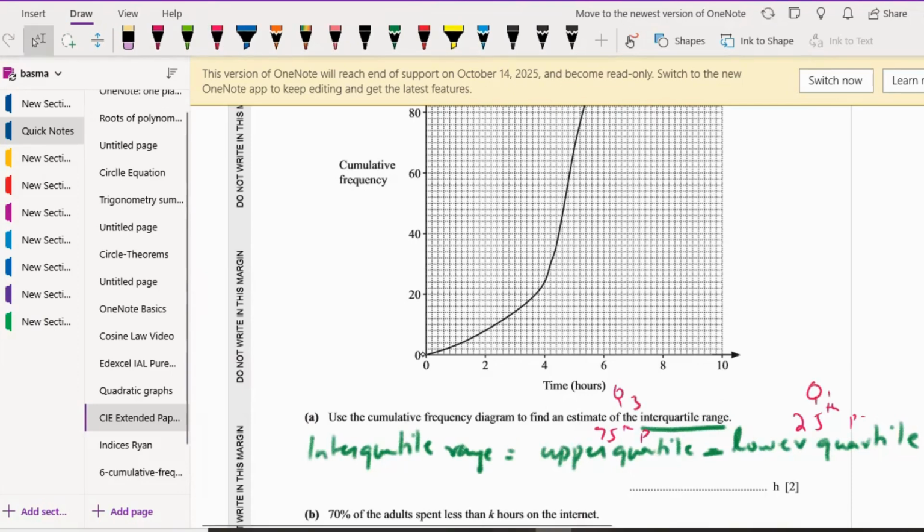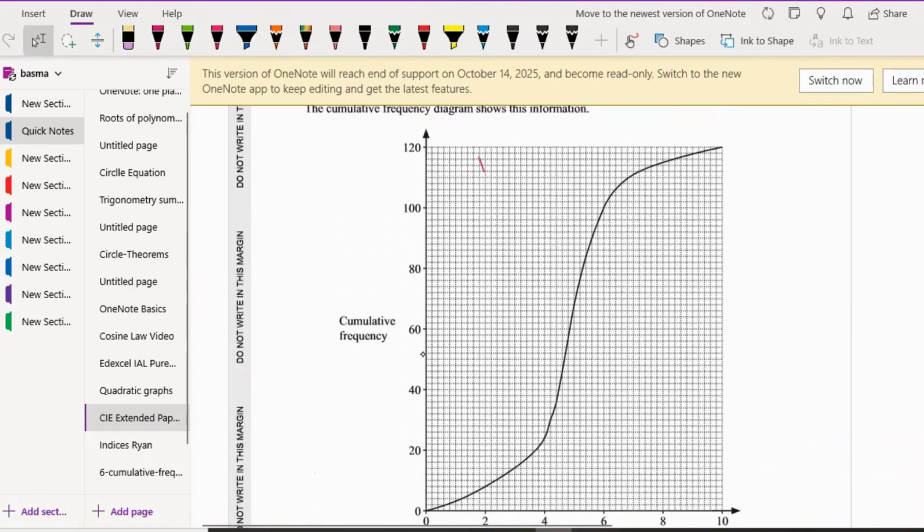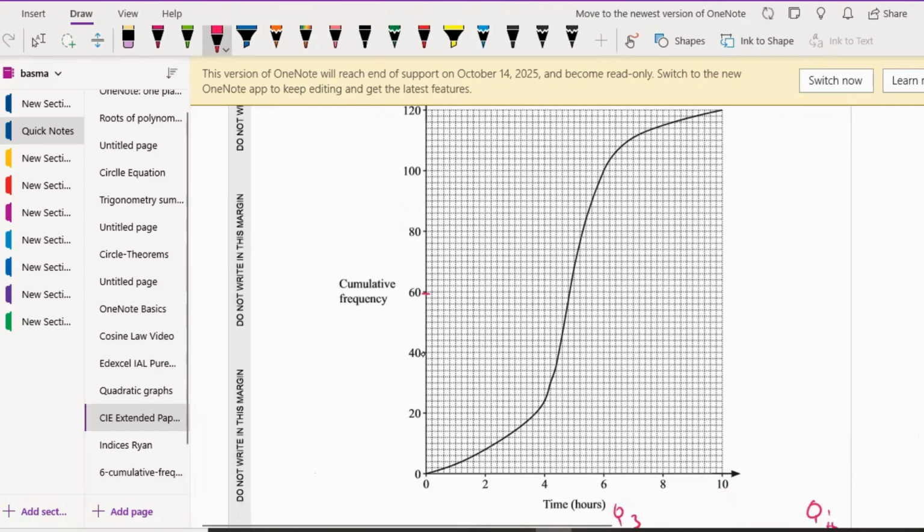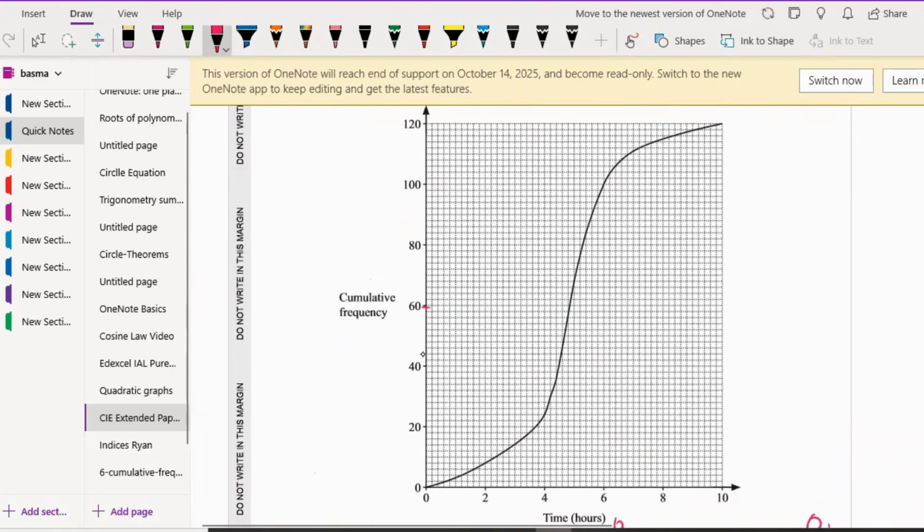So what is 75% of the total cumulative frequency? 50% of 120 is 60, and 25% is half of 60, which is 30. So 60 plus 30 is 90. So that's 90, the 75th percent of 120.